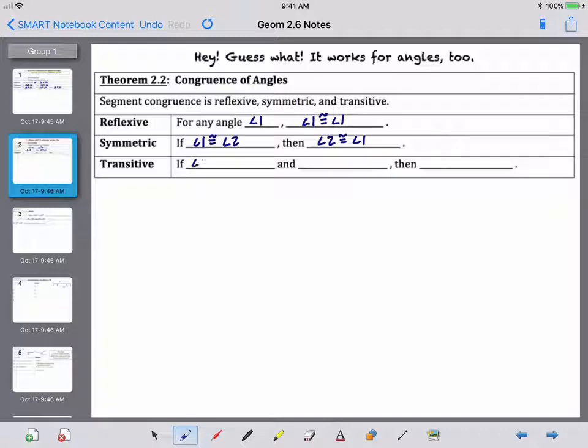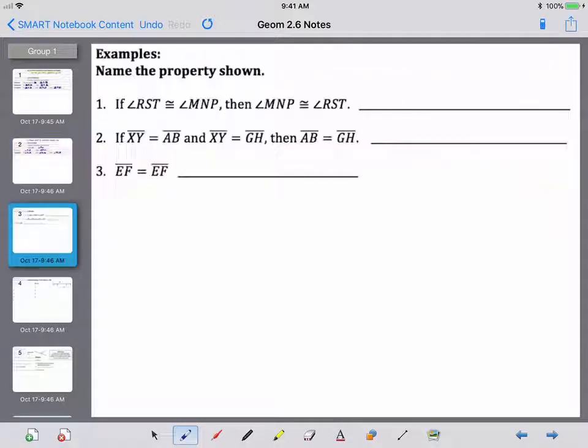And lastly, the transitive property tells you if angle 1 is congruent to angle 2 and angle 2 is congruent to angle 3, then you can cut out the middleman and just say angle 1 is congruent to the last angle, angle 3. Okay, we're going to quickly run through those three properties and see if you can identify which one the following examples are. So I would like you to pause the video for a moment and see if you can do 1, 2, and 3 yourself. Okay, so go ahead and pause.